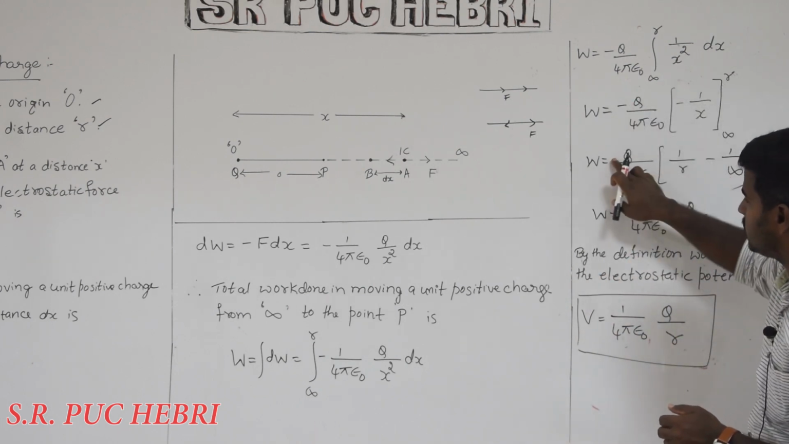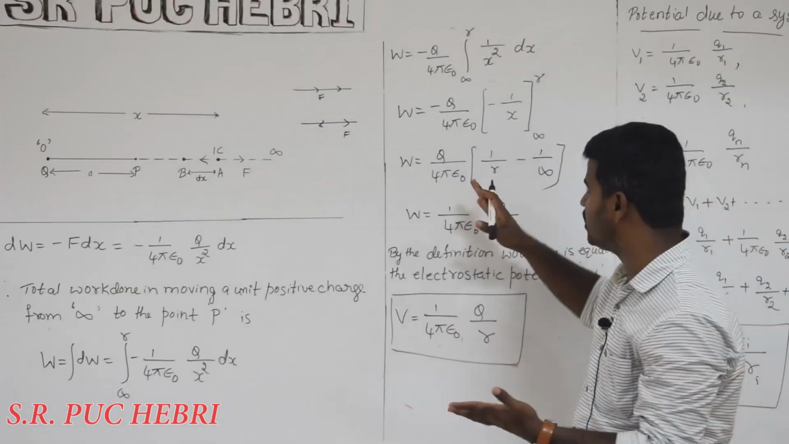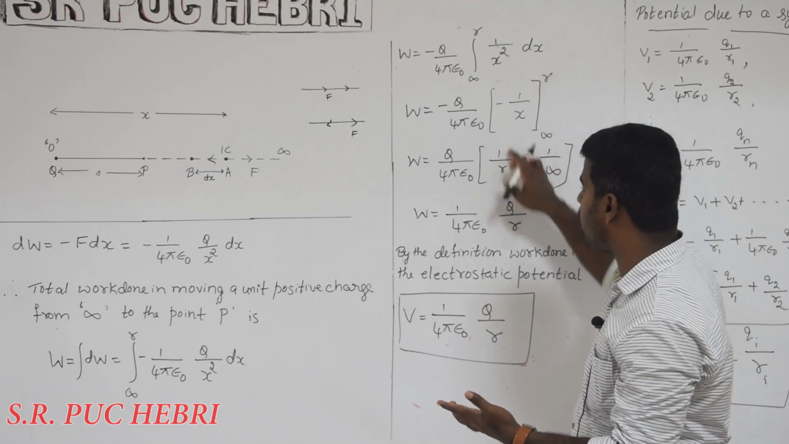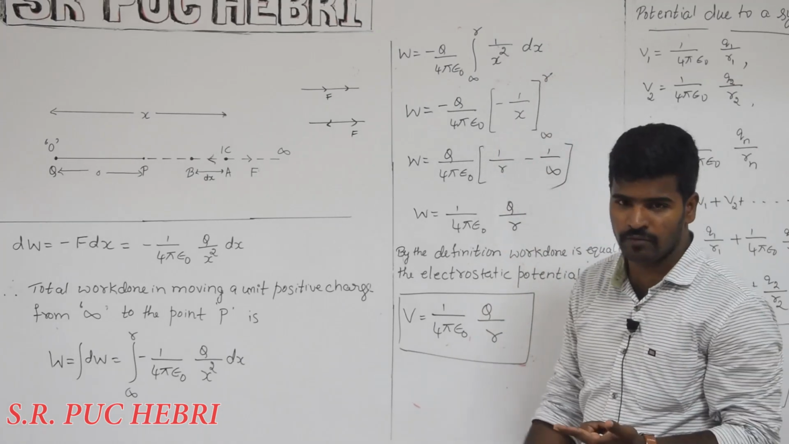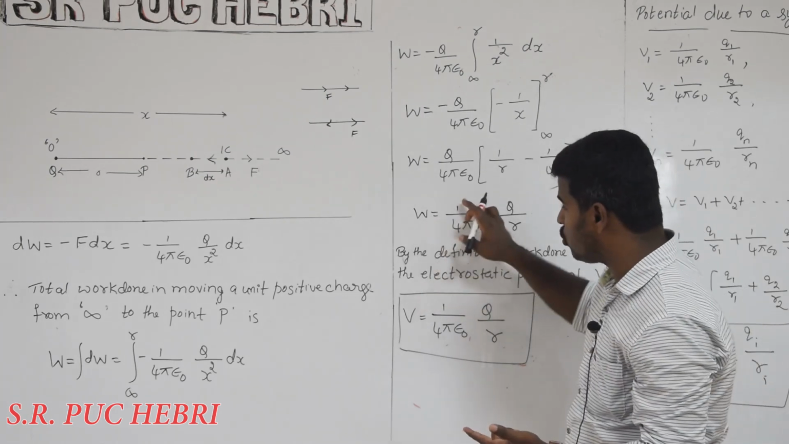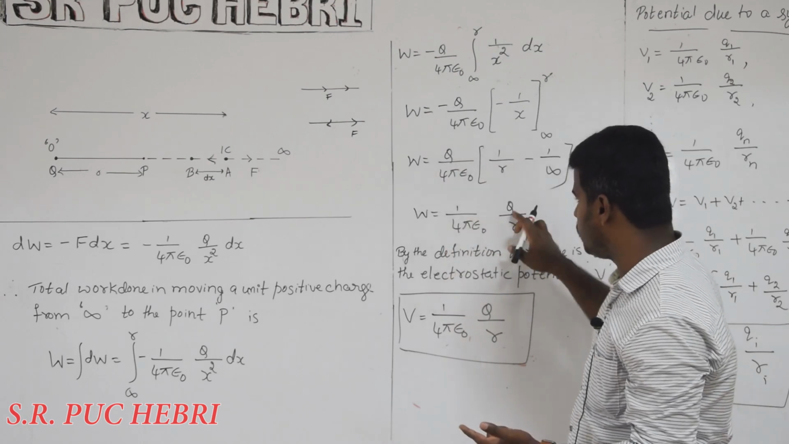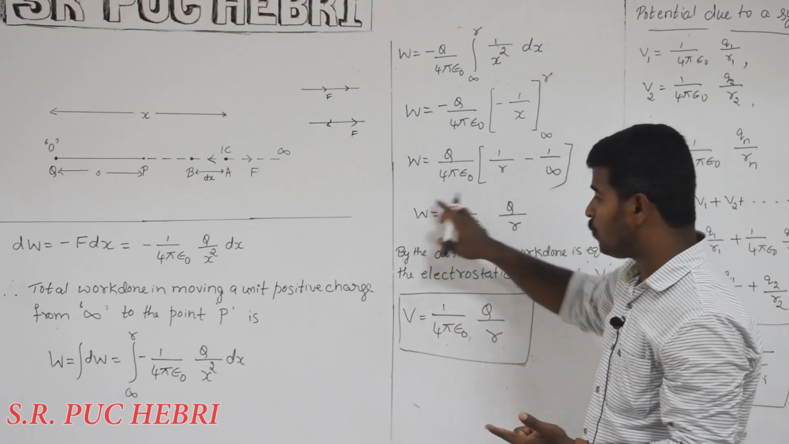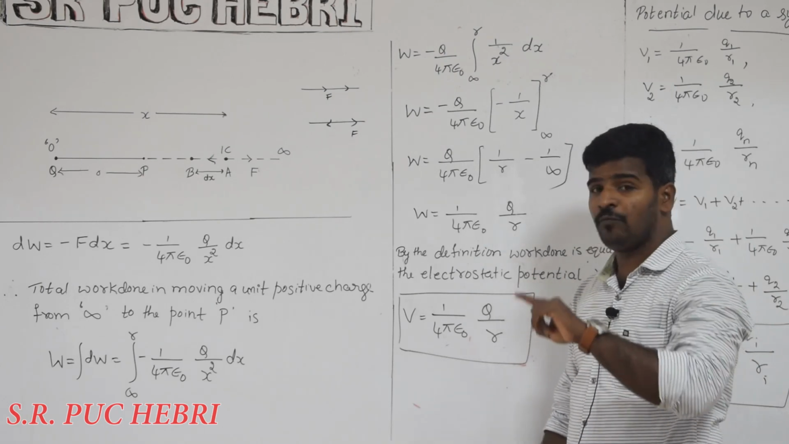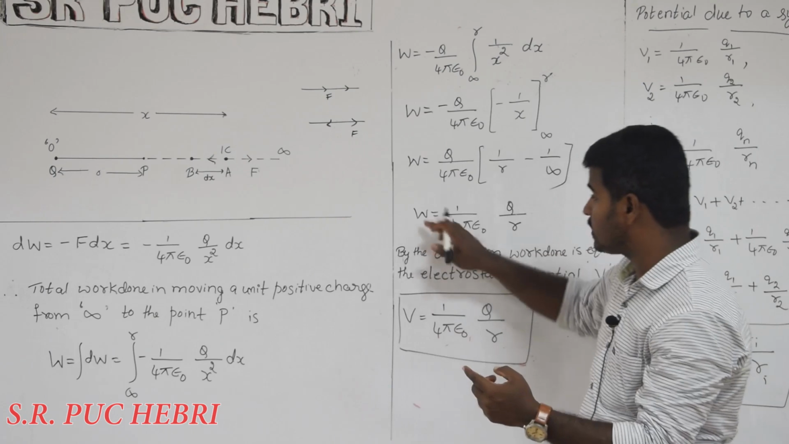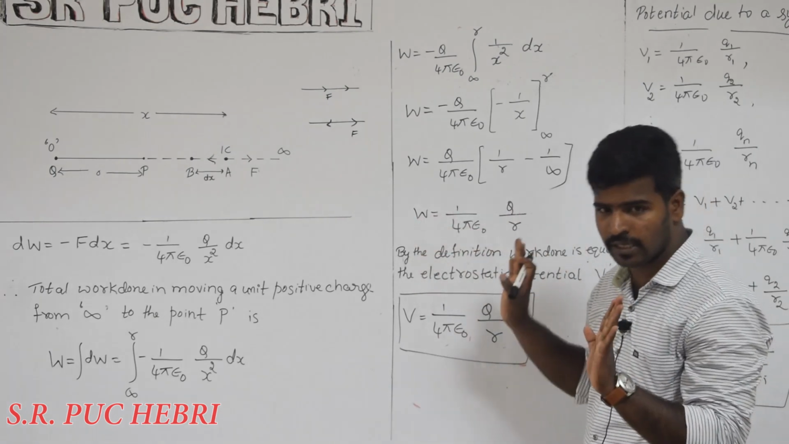Therefore minus of minus will be plus q divided by 4 pi epsilon naught as usual. In the place of x we write 1 by r minus the lower limit 1 by infinity. 1 by infinity will be 0. Therefore work done is equal to 1 by 4 pi epsilon naught, taken common, q into 1, which is q divided by r. Therefore the total work done when the unit positive charge is brought from infinity to the point P is 1 by 4 pi epsilon naught q divided by r. Is it clear?